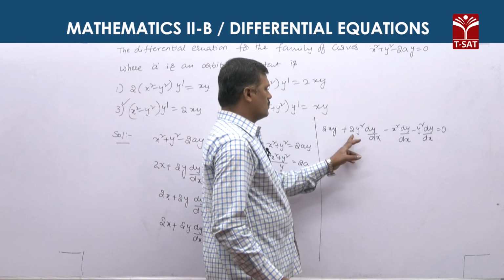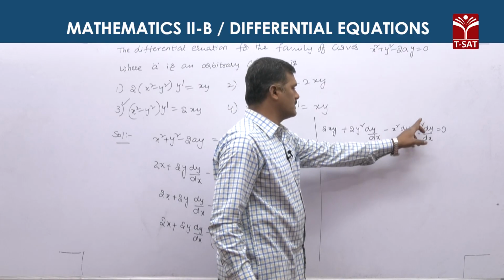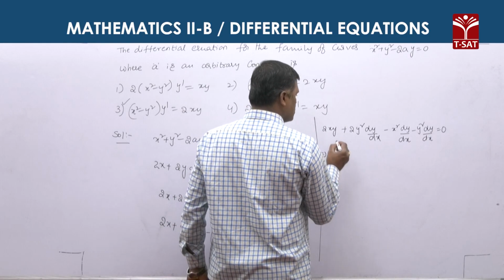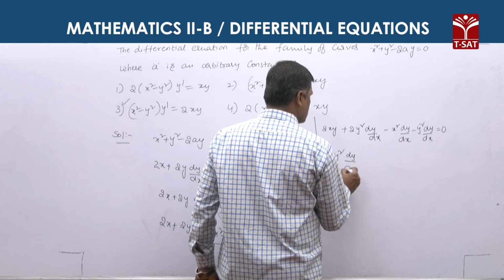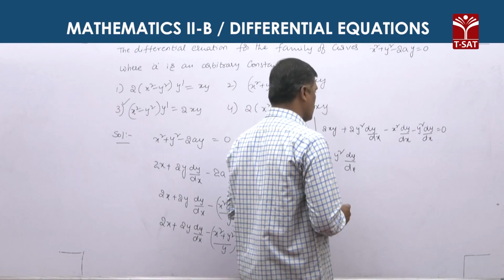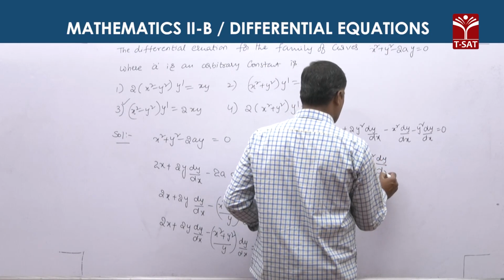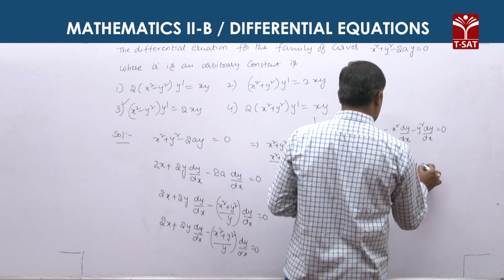Here 2 times y square into dy by dx has a positive sign, and here y square into dy by dx has a negative sign. That implies y square into dy by dx, 2 times y square into dy by dx minus, so minus x square into dy by dx plus 2xy is equal to 0.